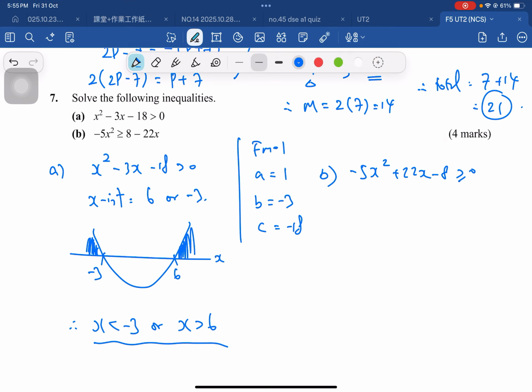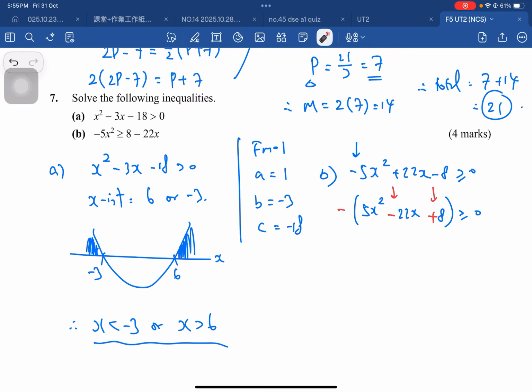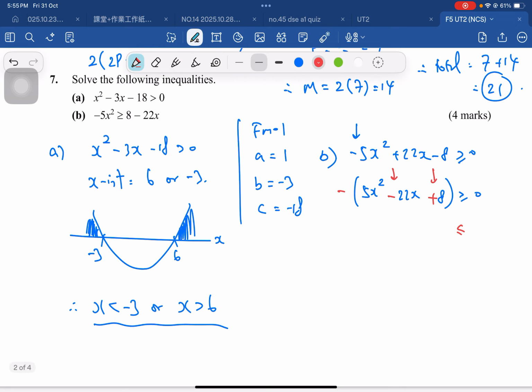And then you need to take out the negative first, because I always want our coefficients to be positive. So I take out the negative, then it becomes 5x squared, and then the middle term changes to negative, and this one changes to positive. So minus 22x plus 8 is going to be greater or equal to 0. I don't want this negative, so I throw it to the right-hand side and change the greater or equal to sign. Because when I divide by a negative, I need to swap the sign. So this sign changes to smaller or equal to, and you can just copy the rest.